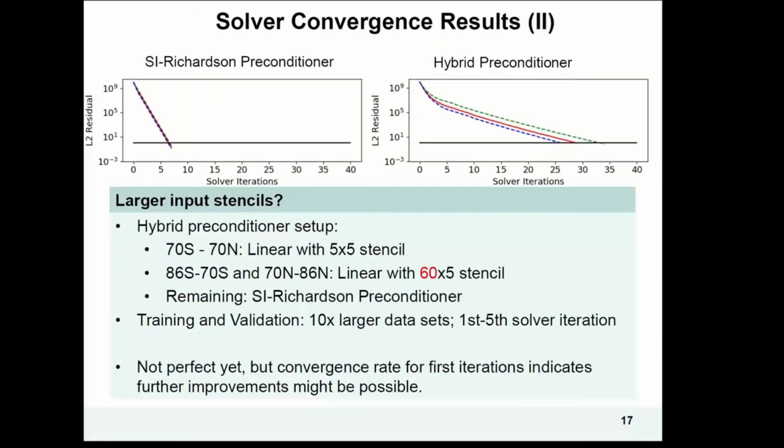Secondly, what happens if we use larger input stencils for the parts near the poles? Well, it works a bit better, but the convergence rate goes down quite a bit. So it's not perfect yet, but what's interesting is that the convergence rate for the first iterations is really good, and then it just dwindles down. So we think that there might be further improvements possible.